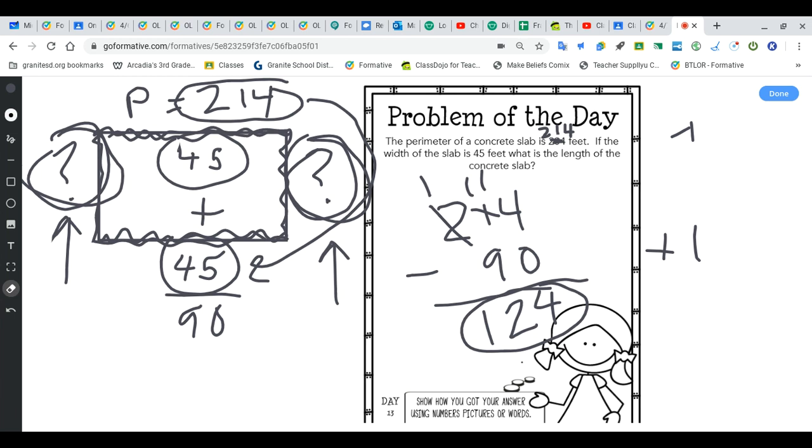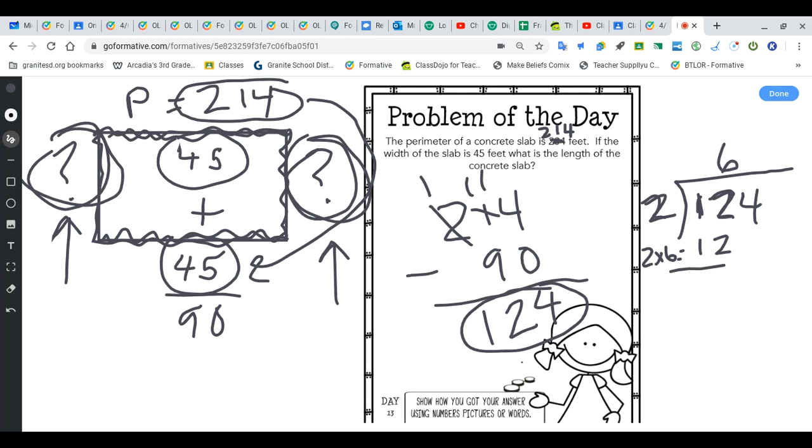Get some room here. All right, so 124 divided by 2. So 2 does not go into 1, so I take another digit. So 12 divided by 2 is 6. So 2 times 6 is 12. I'm going to bring my 4 down.